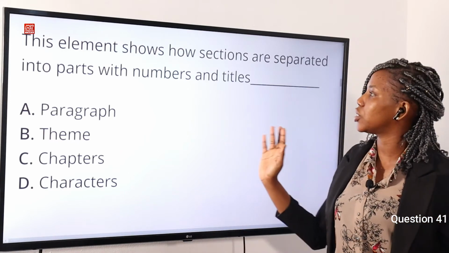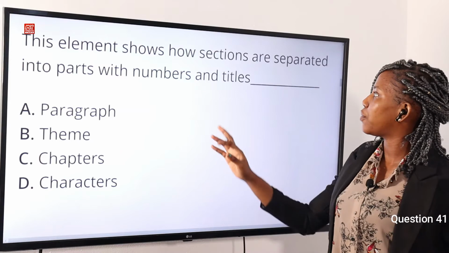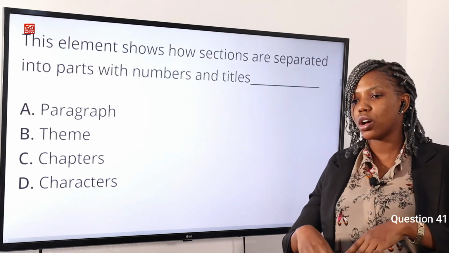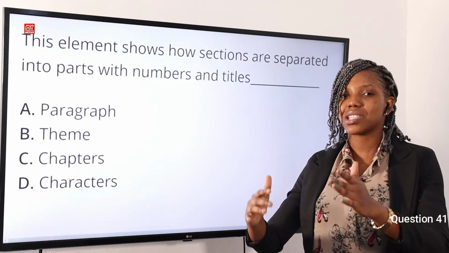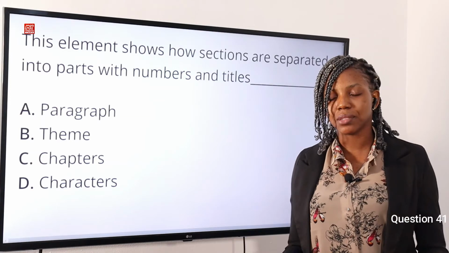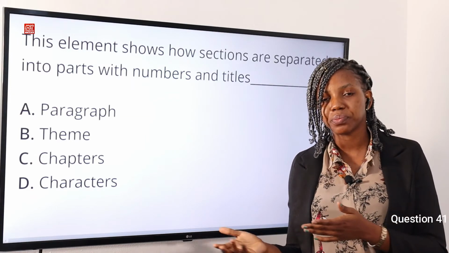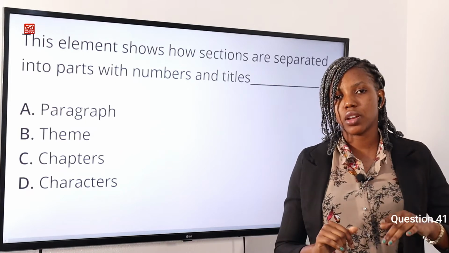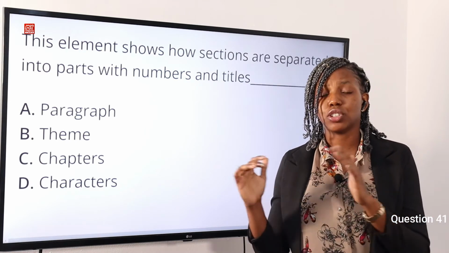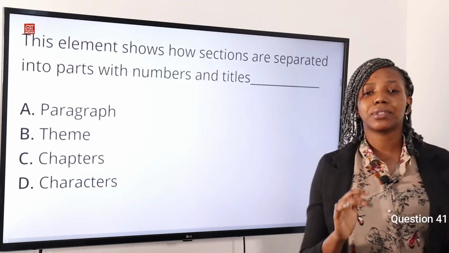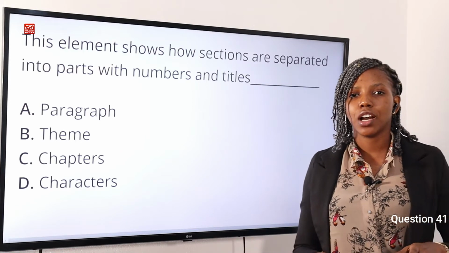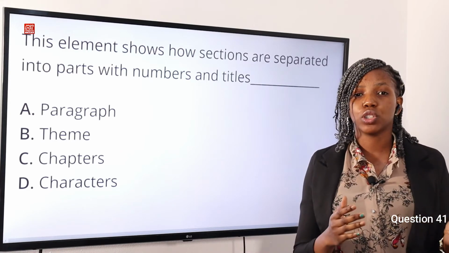Okay, so let's look at the question and segment the elements. Sections are separated into parts that come with numbers and titles. I'm going to give you an example from one of the books we are reading, Richard Wright's Native Son. It has three chapters with titles: chapter one, titled Fear, chapter two, titled Flight, and the third chapter, titled Fate. The chapters are numbered, they contain titles, and they are segmented into parts. The title causes the main subject, or the theme.